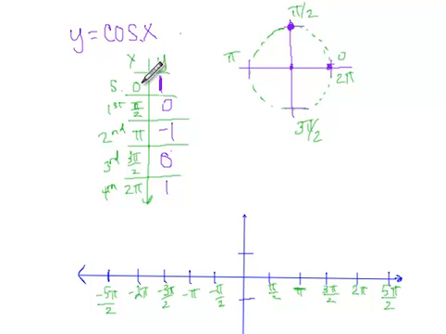So I'm going to plot 0, 1. I'm going to plot pi halves at 0. And this right here is our cosine curve. And this would continue in that flow forever. So here is what that parent function's cosine would look like.